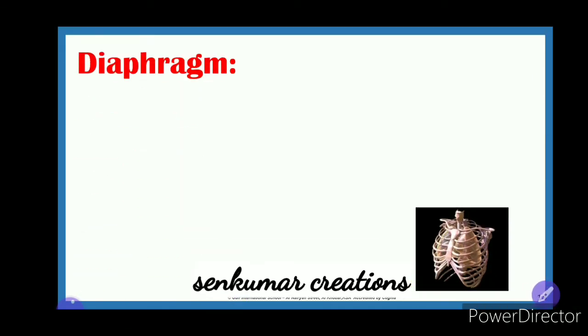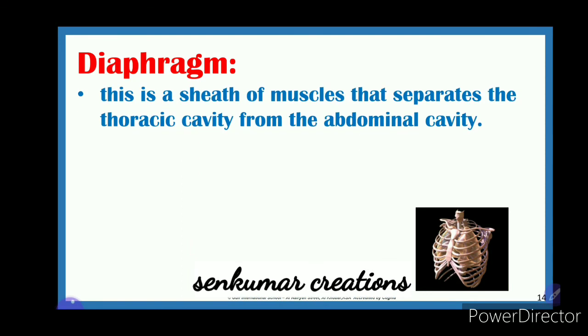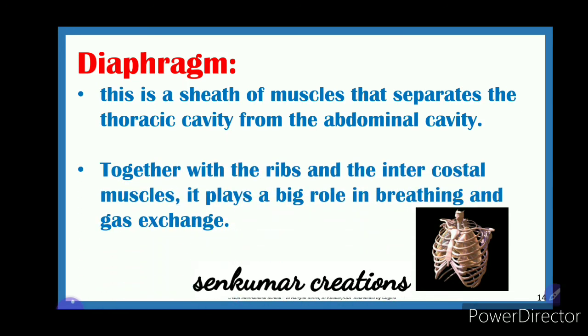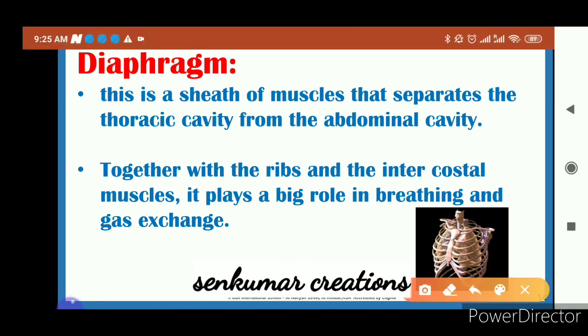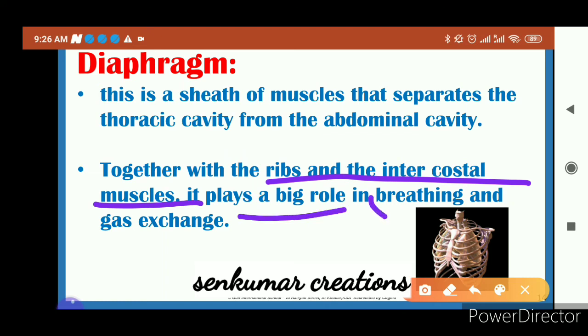This is a sheath of muscles that separates the thoracic cavity from the abdominal cavity. You can understand now, right? Together with the ribs and the intercostal muscles, it plays a big role in breathing and gaseous exchange, which we will study. Ribs and intercostal muscles play a major role in breathing. In the gaseous exchange, we will see the inhale and exhale process. You can see very clearly from this picture about the diaphragm.